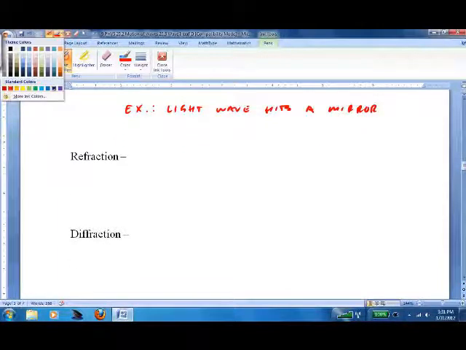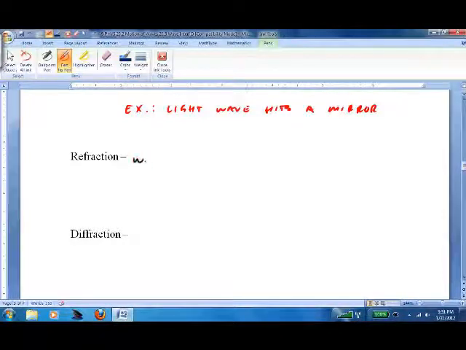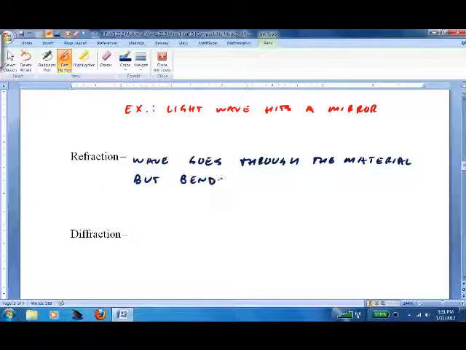Refraction. This is one of the two tricky ones. Refraction is when the wave goes through the material but it bends. So, a good example of this: light and water. If you've ever been beneath the water in a pool and you look up, which you shouldn't, it's bad for your eyes, you will see people distorted even when the water is not moving, because the light actually bends as it hits the surface of the water and changes direction.